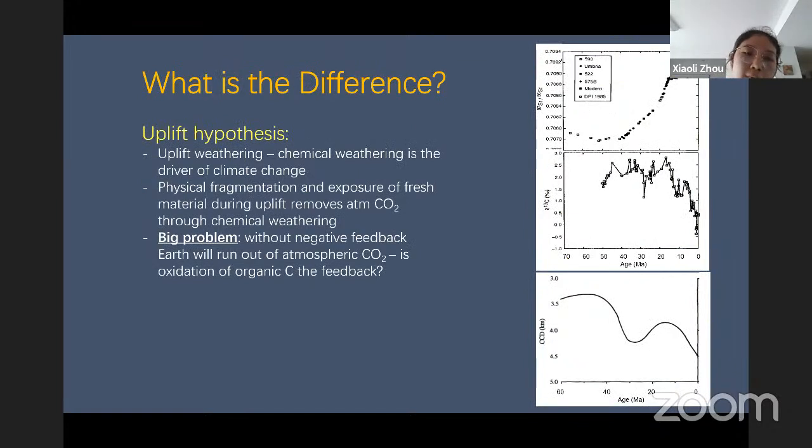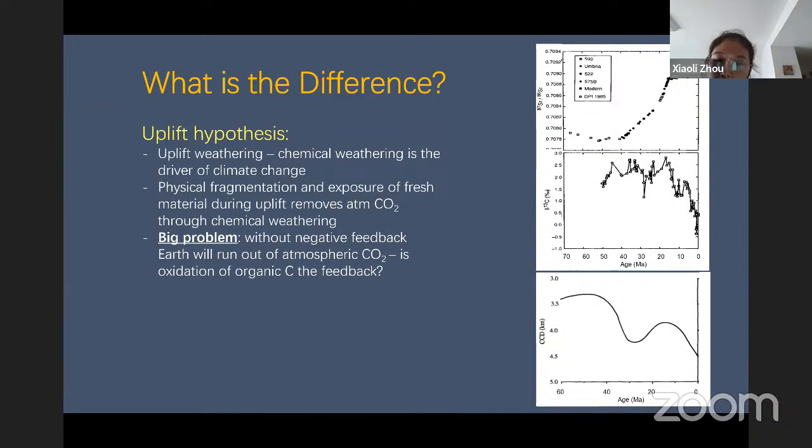So these hypotheses have been supported by 3 lines of evidence. The key evidence comes from the strontium isotope, which is the upper right figure. The continuous increasing trend of strontium isotope has been explained by the increased weathering from the uplift of the Himalayas. And the second line of evidence comes from the carbon isotope, which was explained as more weathering of organic carbon, which released more carbon-12 enriched carbon into the ocean.